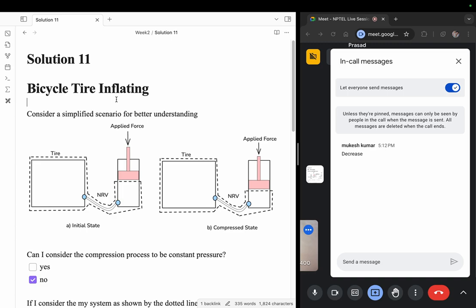Just to summarize, the main points that we have to take away from this particular question are: whenever you say a process is happening very fast, instead of insulating or something like that, it means that the process doesn't have enough time to interact with the surroundings, and you can consider the heat interaction to be zero, and that process can be considered as adiabatic. This is the main takeaway that I want you to take from this particular problem.